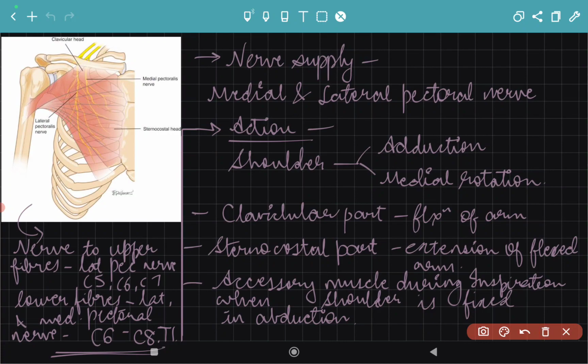Also, it is an accessory muscle during inspiration whenever the shoulder joint is fixed in abduction. So it will act as an accessory inspiratory muscle. That was about the nerve supply as well as action.